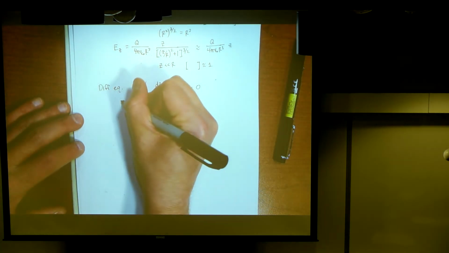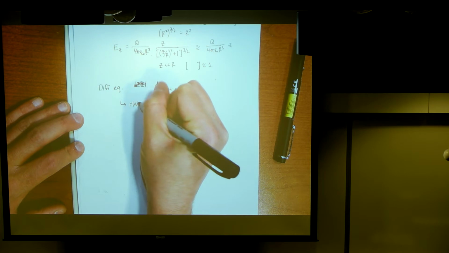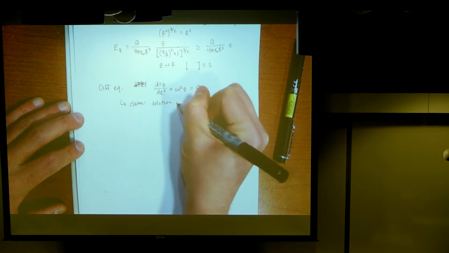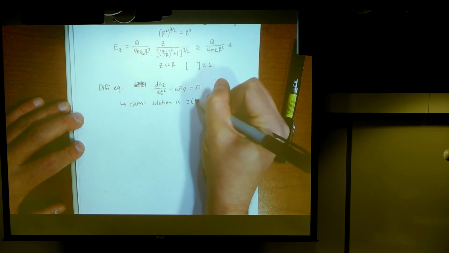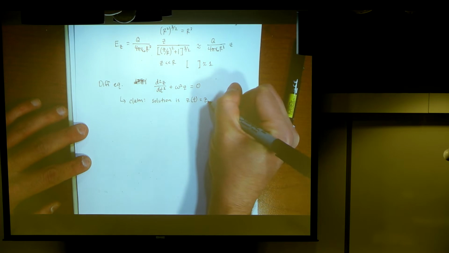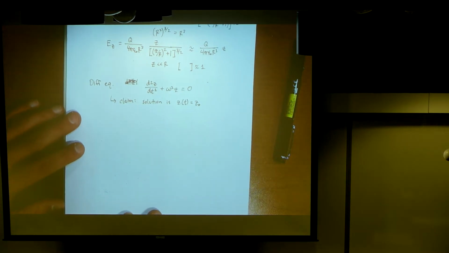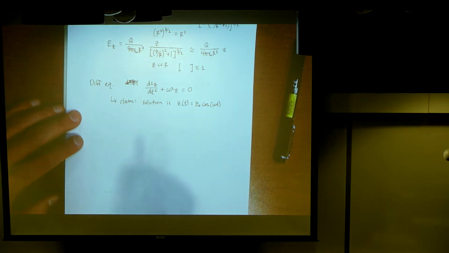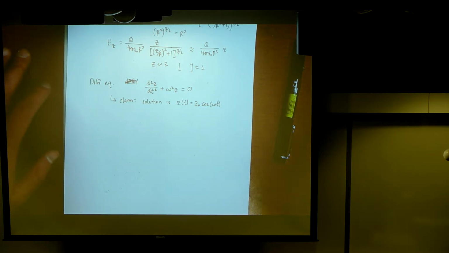My claim is that the solution is z as a function of time is some kind of constant out front, which I'll call z0, times cosine of omega t. And you know the cosine function is something that oscillates, so this would be describing the electron oscillating up and down on the z-axis.